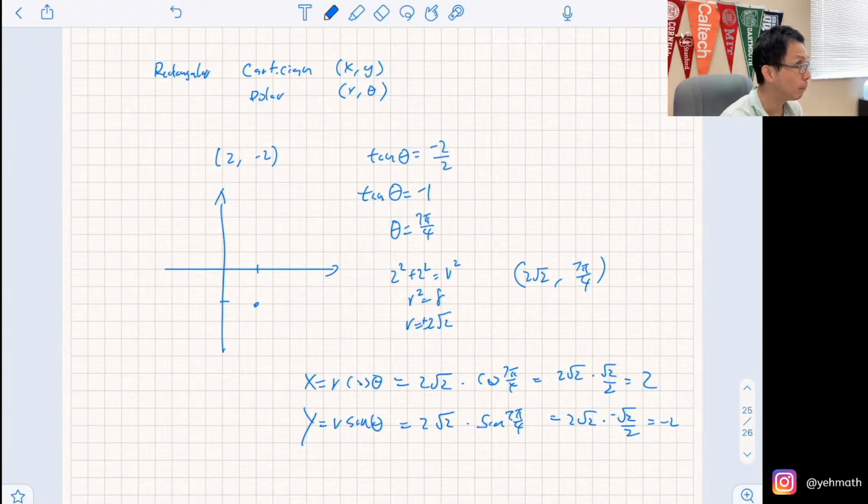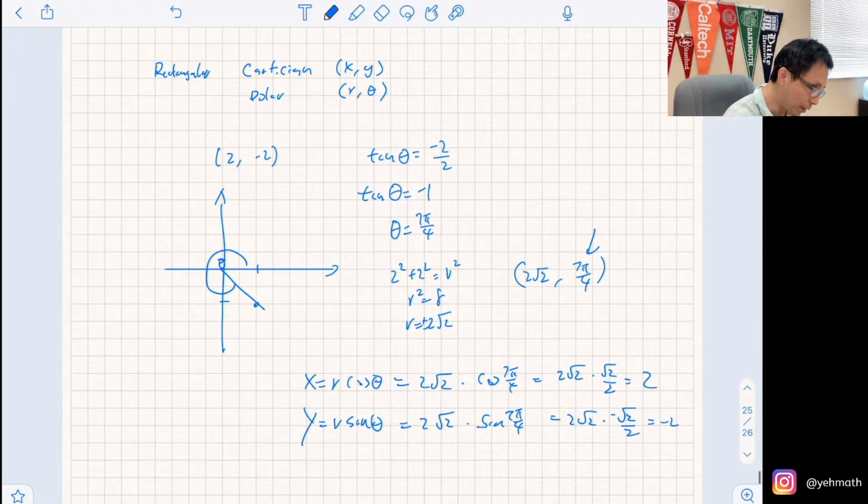So the locations are actually the same because their distance from the center is the same. Yeah, it is the same, but 7 pi over 4 tells you the angle from here to here. Their distance from this origin is the same. Pretty much, they're the same points, just in different systems.